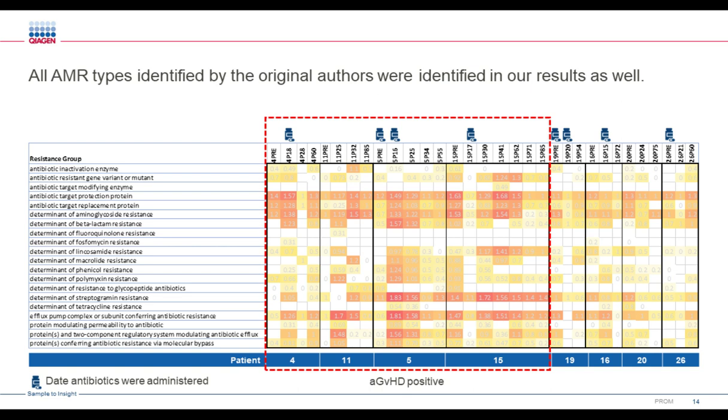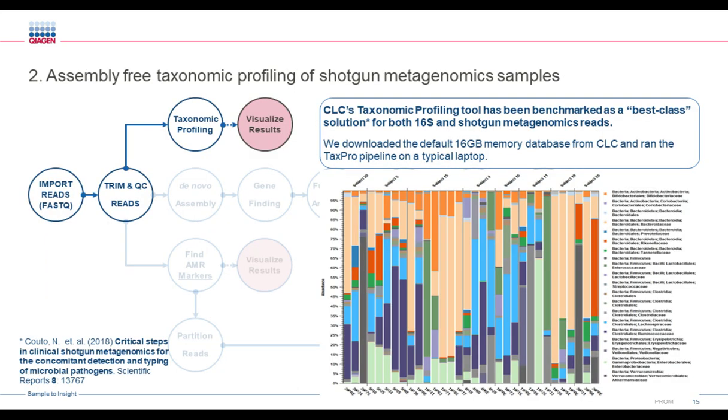But resistance profiling alone is often not enough, and many times researchers would like to know not just what the pathogens or bacterial pathogens are doing in a particular microbiome sample, but also who they are and what they are. And so that takes us to the second step of our pipeline, which is using a taxonomic profiling tool, which we've referred to as TaxPro for short, within the CLC Genomics Workbench.